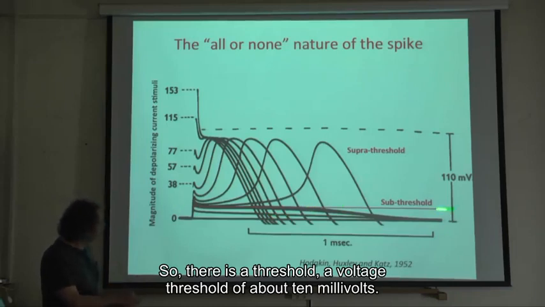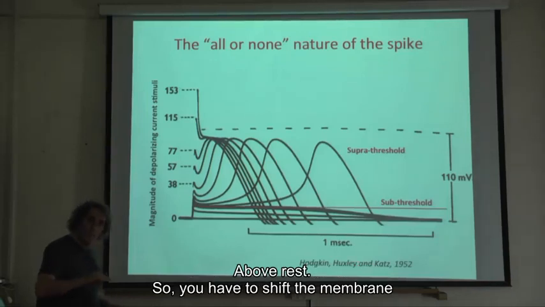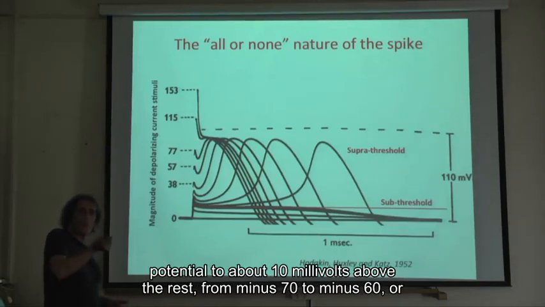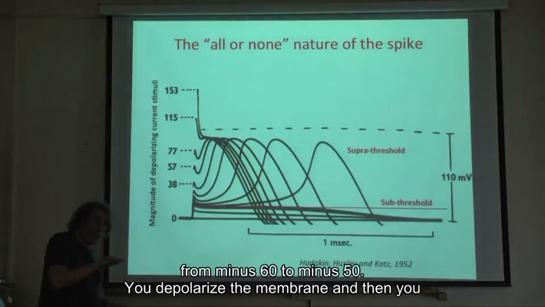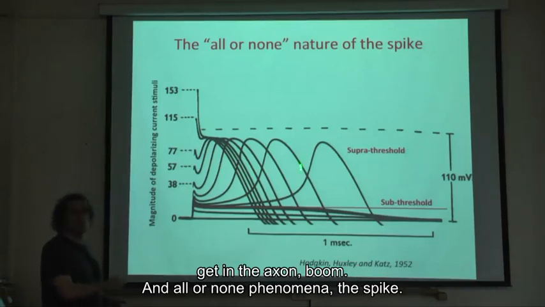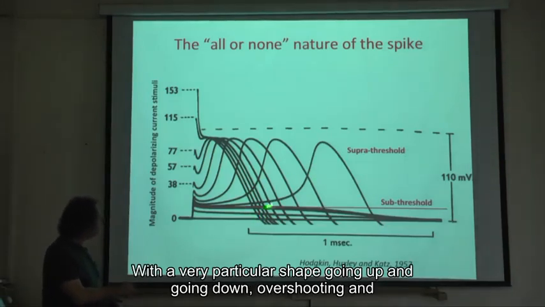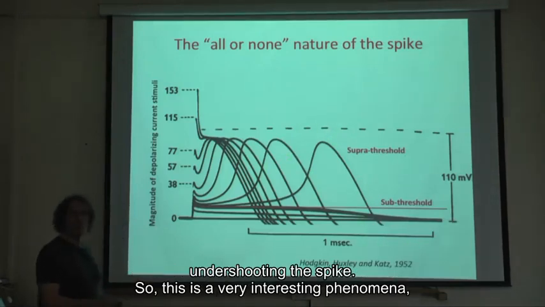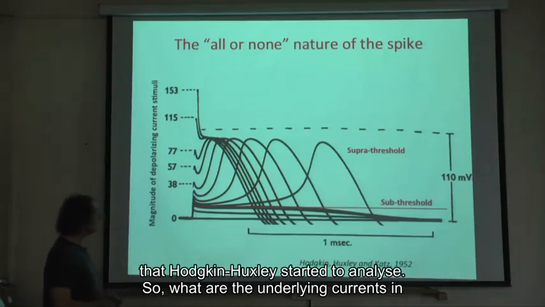So there is a voltage threshold of about 10 millivolts above rest. You have to shift the membrane potential to about 10 millivolts above rest, from minus 70 to minus 60, or from minus 60 to minus 50. You depolarize the membrane, and then you get in the axon, boom, an all or none phenomenon, the spike, with a very particular shape, going up and going down, overshooting and undershooting. This is a very interesting phenomenon that Hodgkin and Huxley started to analyze.